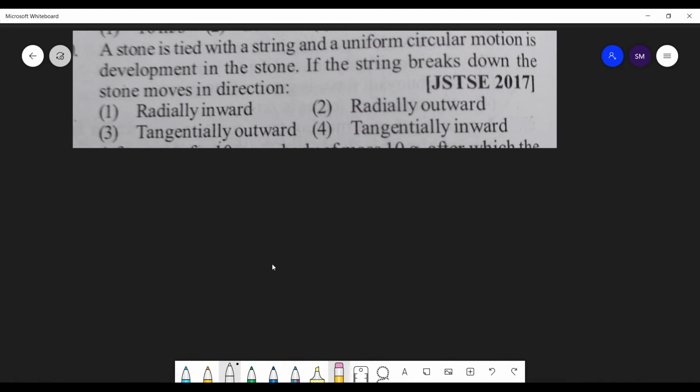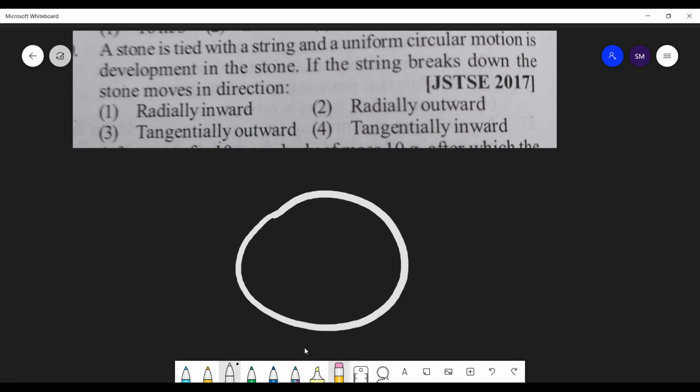A stone is tied with a string and you have uniform circular motion. You have a stone over here, tied with the string. This is your string, and it is uniform circular motion. This is the direction of the motion, anti-clockwise. So if the string breaks, in which direction does the stone move?